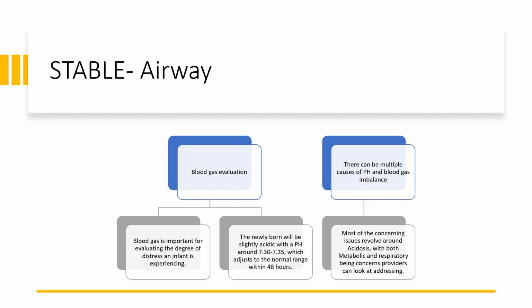Blood gas evaluation. It's important to evaluate the degree of stress the infant is experiencing. Like I was talking about earlier, guys, the pH will be between 7.30 and 7.35 and should adjust to the normal range within about 48 hours. There can be multiple causes of pH and blood gas changes. Most involve acidosis, whether it's metabolic or respiratory, or both, and how we can try and fix those. We obviously won't have access to ABGs, but it's something to take note of.